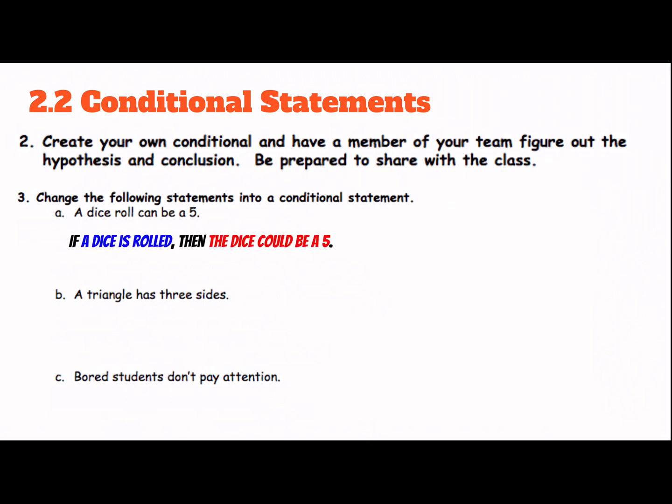So how I'm going to do that is if a dice is rolled, then the dice could be a 5. So notice I have my hypothesis and my conclusion. Once again, I am color coding this. So my P, my if a dice is rolled, then my Q, my conclusion, the dice could be a 5. Go ahead and try B and C on your own. Pause the video.